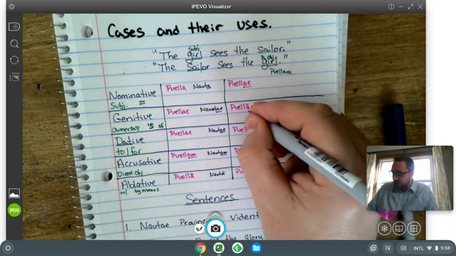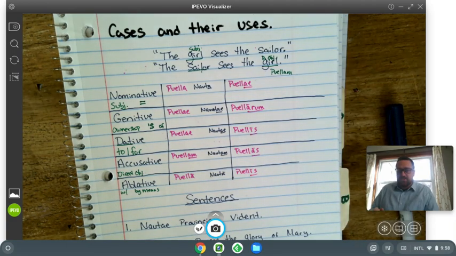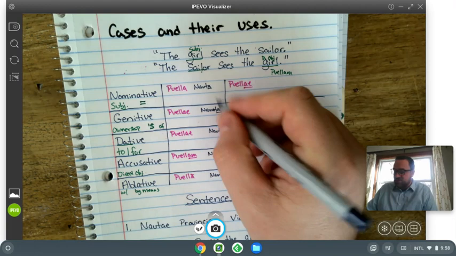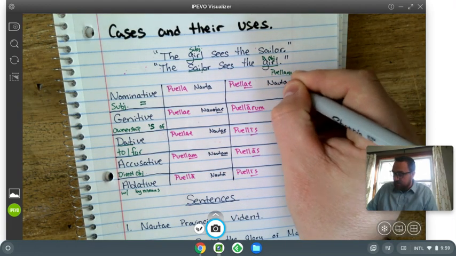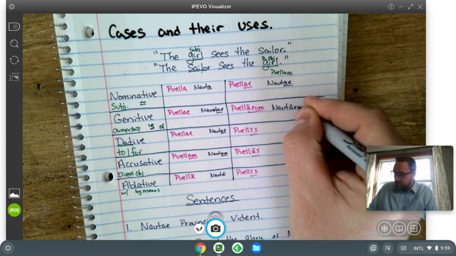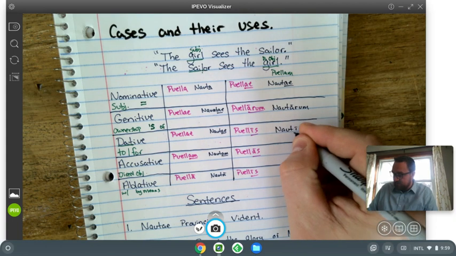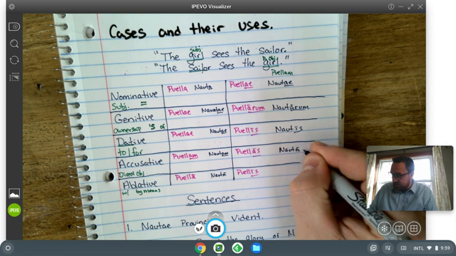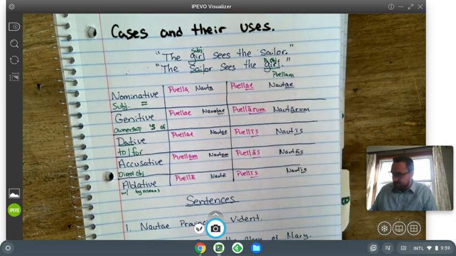And the endings are I, arum, is, as, is. Just like the song goes, now you are a classicist. All right, let's do the plurals of sailor. Nautae, nautarum, nautis, nautas, nautis.